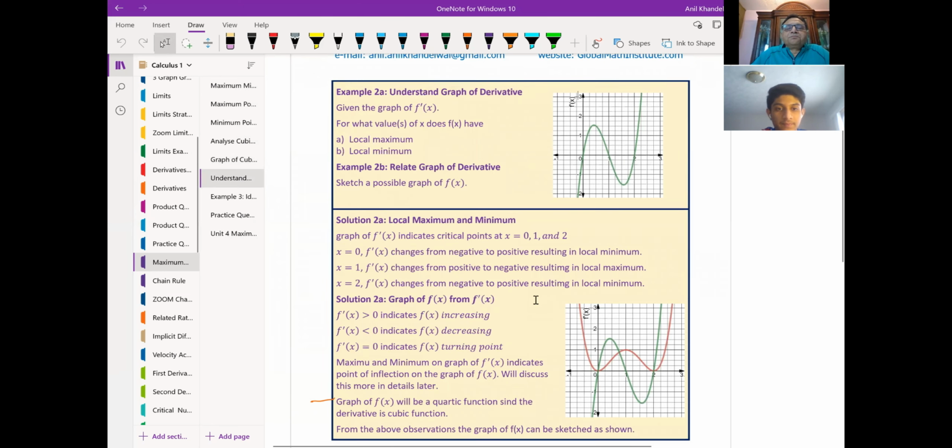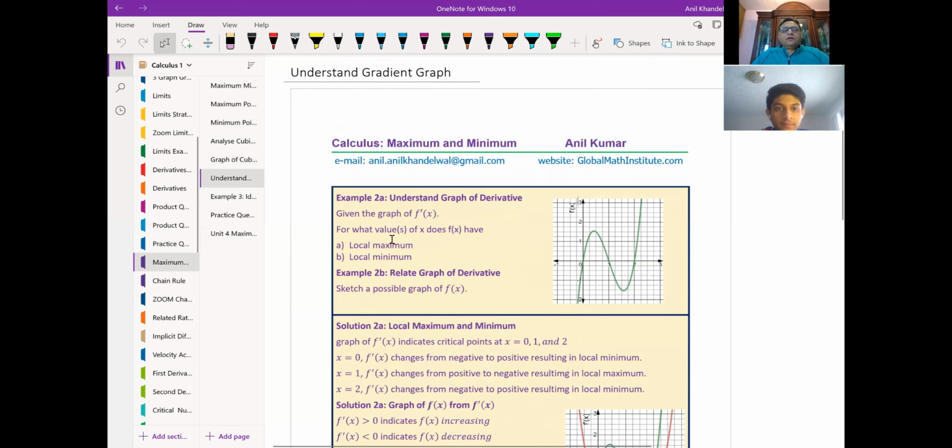Okay. So now here's another question for you. Can you please read the question? Example 2a. Yes, sir. Example 2a. Understand graph of derivative. Given the graph of f prime of x, for what values of x does f of x have a local maximum and a local minimum? Tell me.